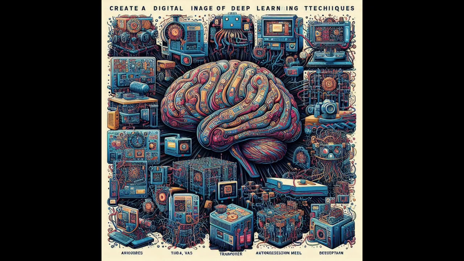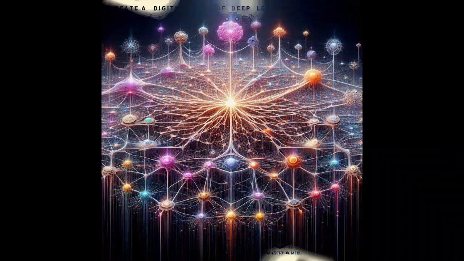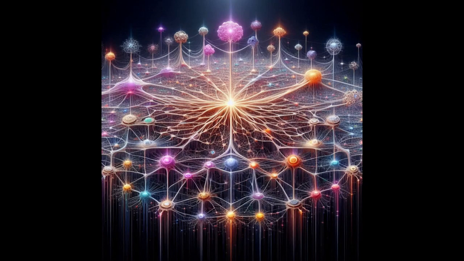In the background, there's a faint image of a brain symbolizing the inspiration behind these models, the human brain. These images encapsulate the use of deep learning techniques in text-to-image models, where complex neural networks are leveraged to translate textual descriptions into visual elements.